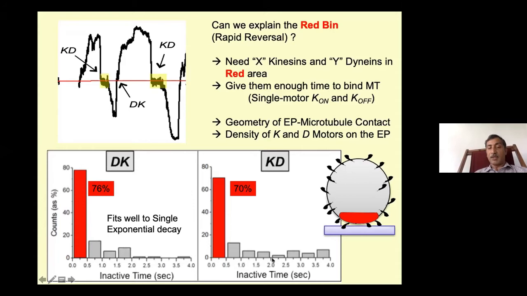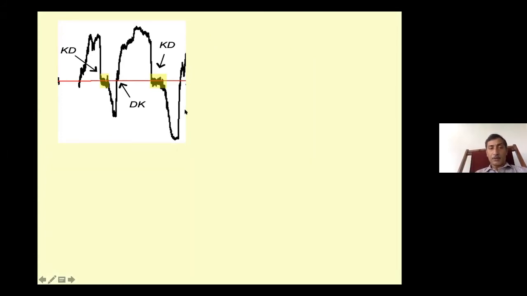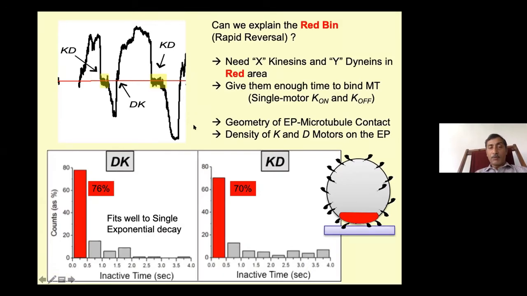Sometimes it is short, sometimes it is long, etc. And with help from Ranjit Padinteri, we were able to show that, given the known single molecule on and off rates of kinesin and dynein, these would engage within roughly 0.5 seconds to the microtubule if the cargo is held close to the microtubule, which is happening in this case because of the trap.